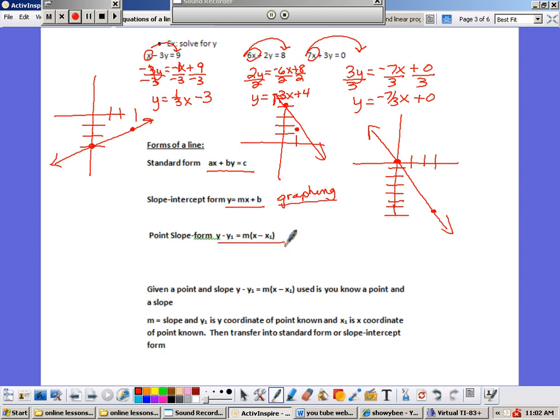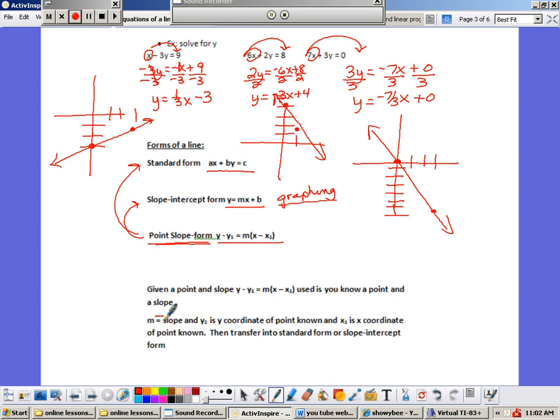This form is your point slope form. It's used mostly to get to one of the other two forms, and we are going to be using it to get to one of the other two forms. So if you're given a slope and a point, you go to point slope form. That's why it's called point slope form.